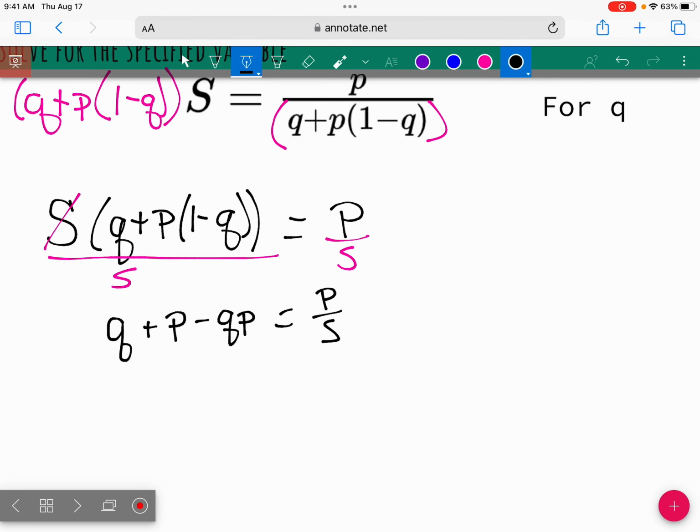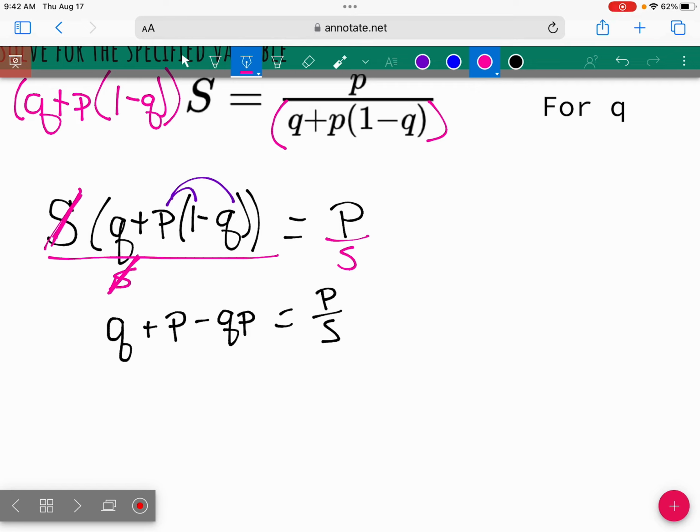You see how I did that? I did that distribution right here. So my S's canceled. This S canceled with this S. And then I did this distribution here to give us these two pieces. Why didn't you distribute it to Q? Because it's not the quantity Q plus P times 1 minus Q. It's just P times that, like this guy here.